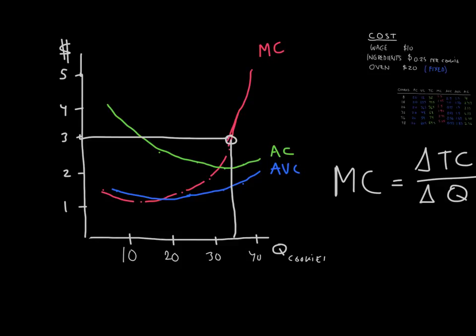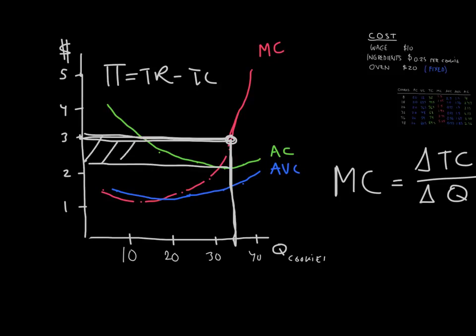But before we stop here, I can also show you how we will calculate the profit. If the price was $3, we decide to produce 36 cookies, and the profit is equal to total revenue minus total cost. And what we're going to do is we're going to find this profit by comparing the price to average cost, and then we're going to calculate this little rectangle here, and that will be the profit. But more about that later.